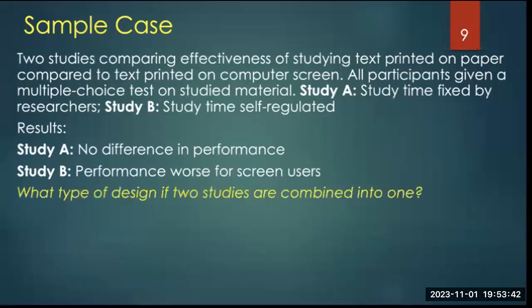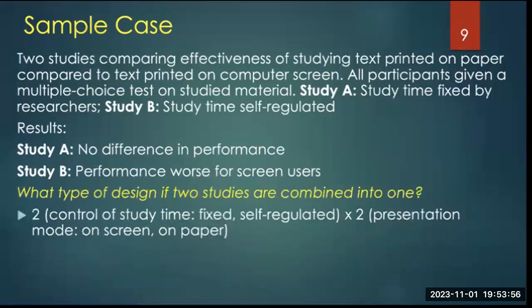So now, that's kind of inefficient. 2 different studies, same idea, looking at study modality. Instead of having 2 different studies, it would be much more efficient to combine them into one study. And that's where we get a factorial design. So this study, if we put them together, would be a 2x2 factorial design.